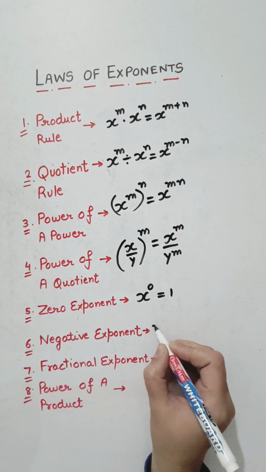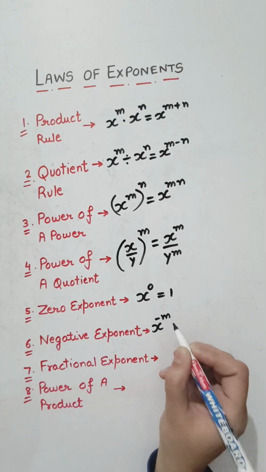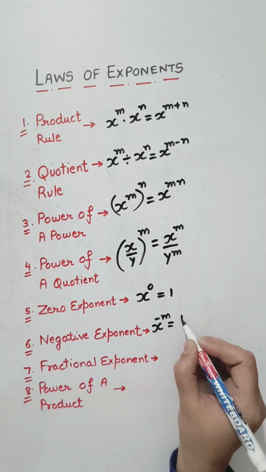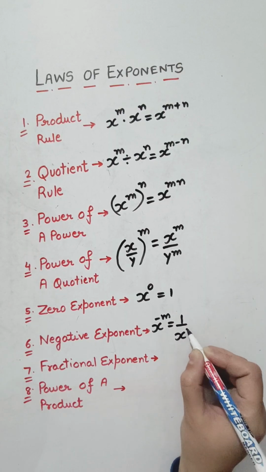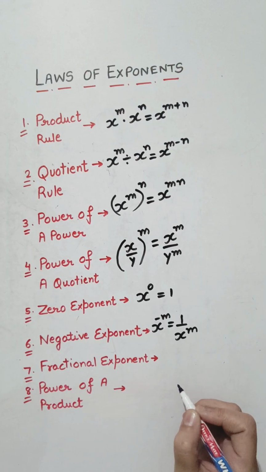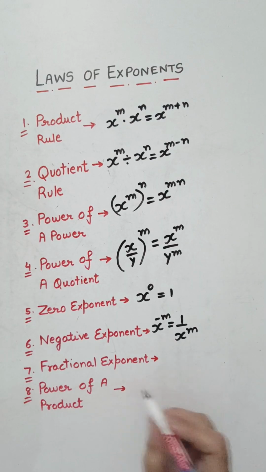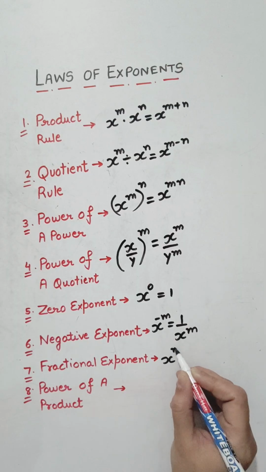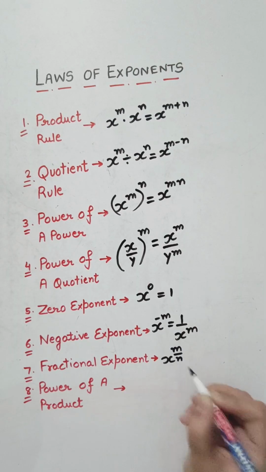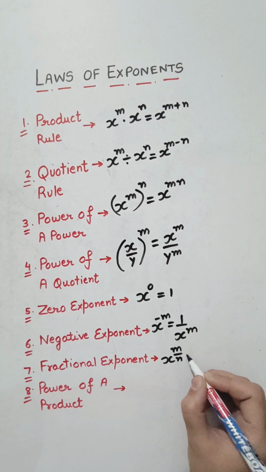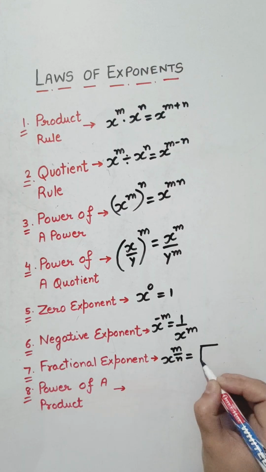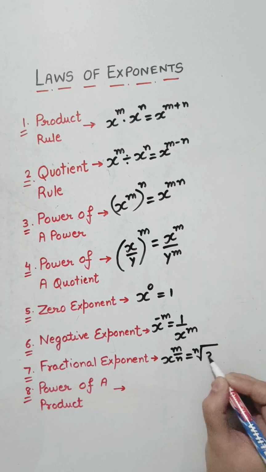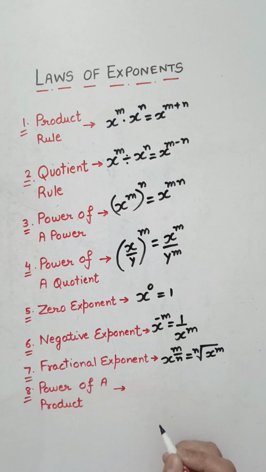Negative exponent, that means minus m is there. You can make it positive by taking the reciprocal, 1 upon x raised to the power m. Now fractional, that means x raised to power m by n. It can be written like nth root of x raised to power m.